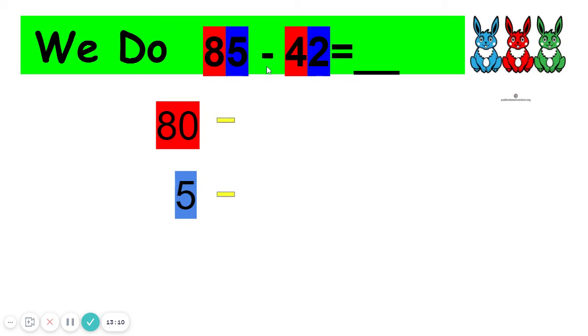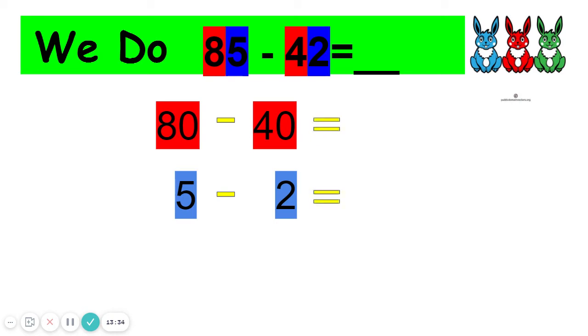I put my subtraction signs, and now I expand my subtrahend. My subtrahend is 42. What is it? Yes. If you said the 4 has a value of 40 and the 2 has a value of 2, you're right. Now I'm going to put my equal signs. Now I'm ready for step 2.